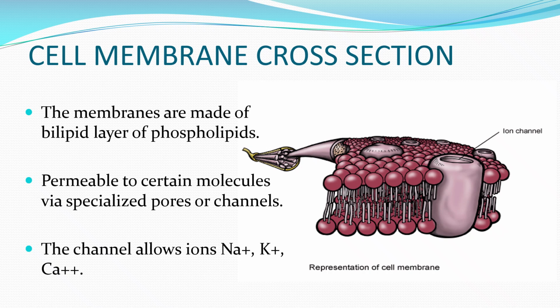Now when you take the cross section of the cell membrane, it is made up of a phospholipid bilayer, and it is permeable to certain molecules via specialized pores or channels. These channels allow certain electrolytes like sodium, potassium, and calcium alone.